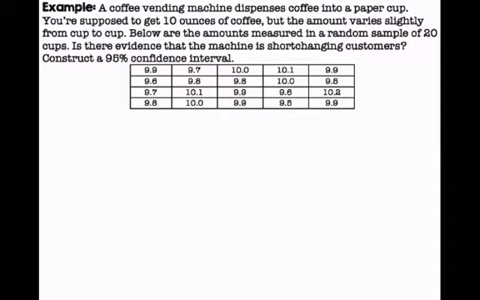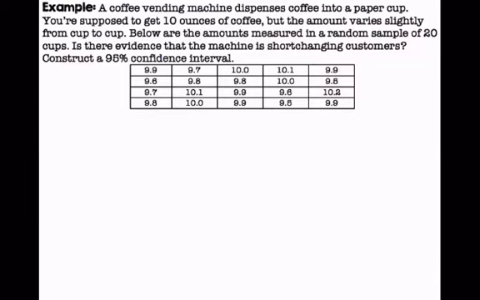Alright, in our first example, it says a coffee vending machine dispenses coffee into a paper cup. You're supposed to get 10 ounces of coffee, but the amounts vary slightly from cup to cup. Below are the amounts measured in a random sample of 20 cups. Is there evidence that the machine is shortchanging customers? Construct a 95% confidence interval.